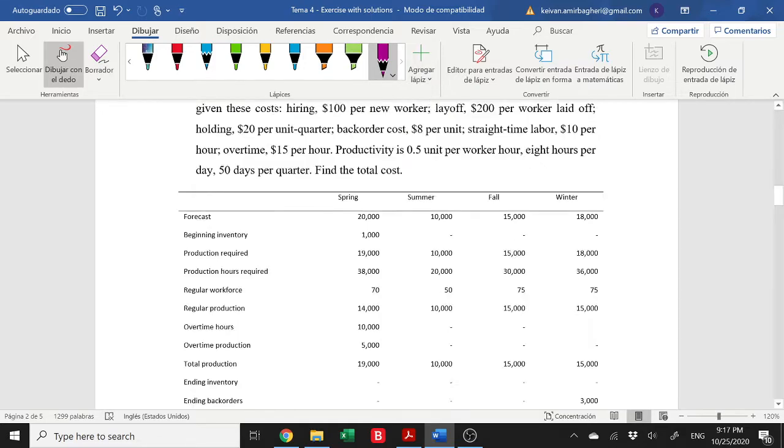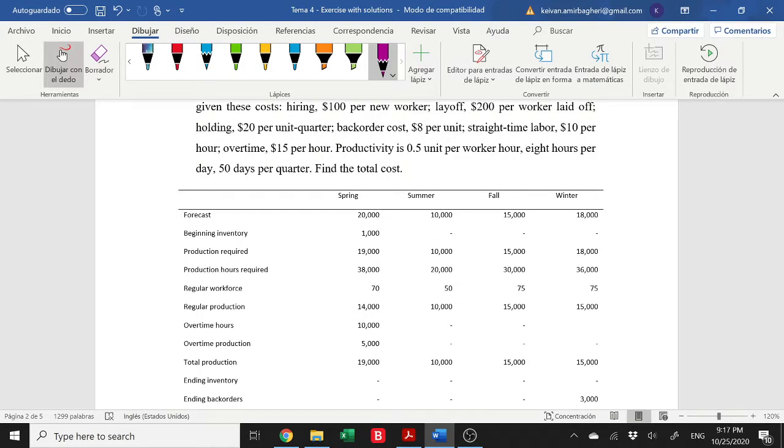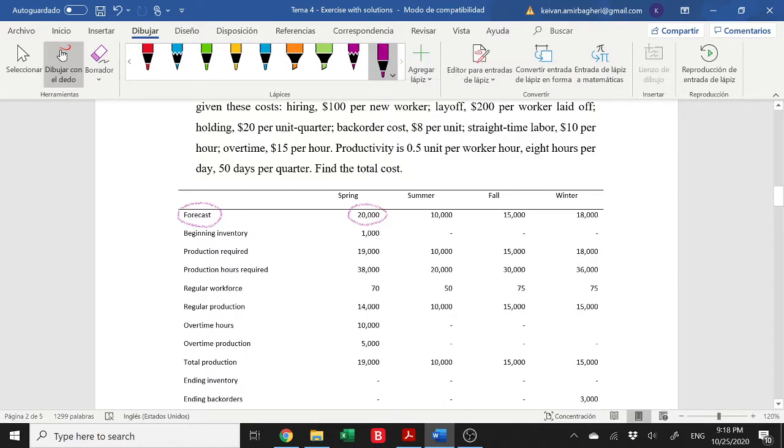As the exercise tells us, the demand of spring is 20,000 units. So I should write the demand forecast of spring is 20,000 units. Let me change the color. It's not that good. I think this one is better. Perfect. So we can write all of these demands here: 10,000, 15,000, and 18,000.